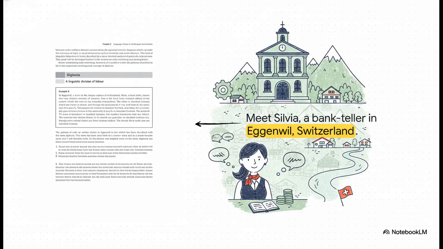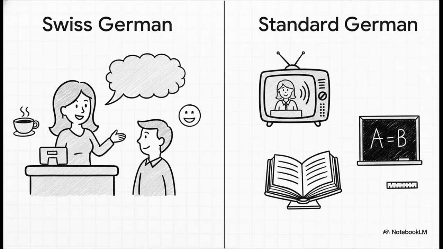So, I want you to meet Sylvia. She's a bank teller in a small town in Switzerland, and honestly, her daily life is the perfect example of what we're talking about today. At her job, Sylvia just chats away with her customers in the local Swiss-German dialect. It's the language of her community, it's what she uses for just normal life. But when she sits down to read a novel or watches the national news or even just thinks back to her school days, boom, she's using standard German. They're related, for sure, but they are very distinct.